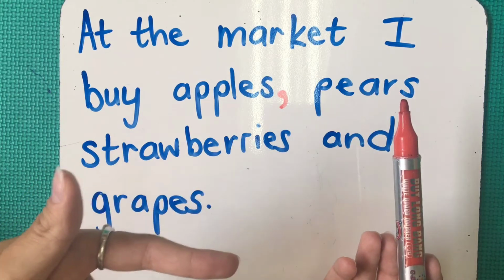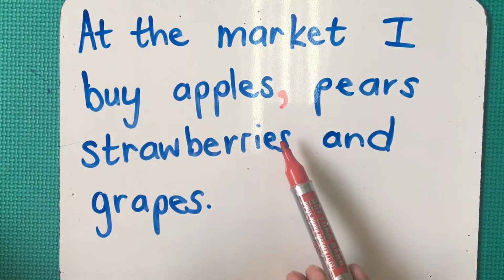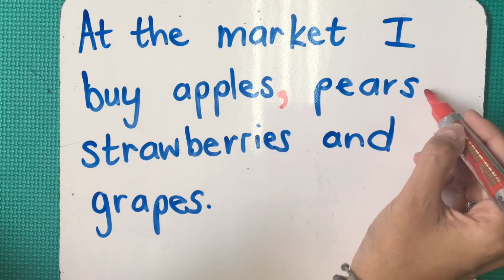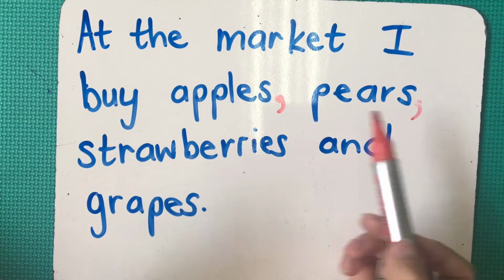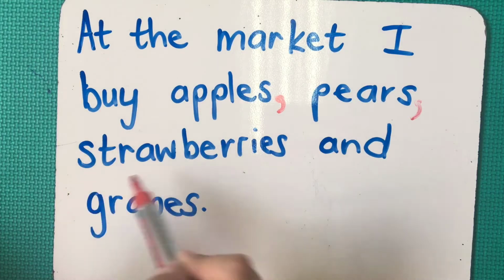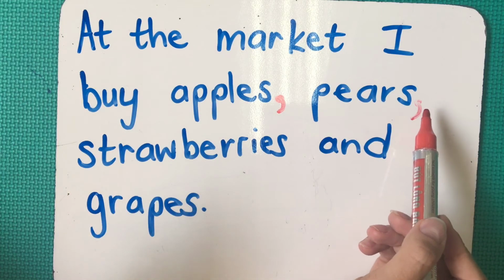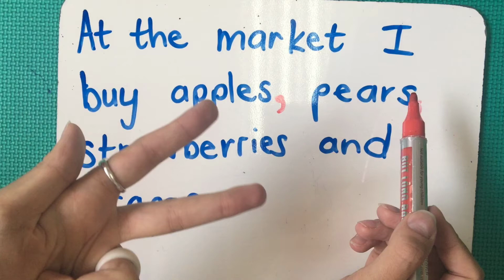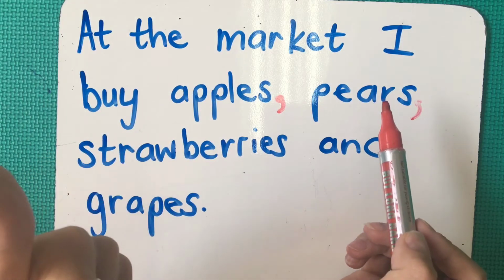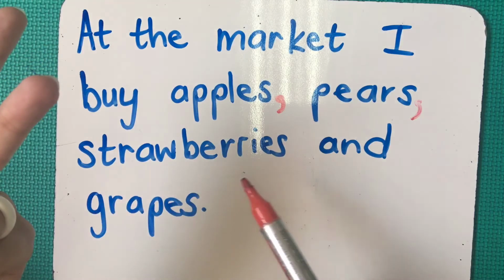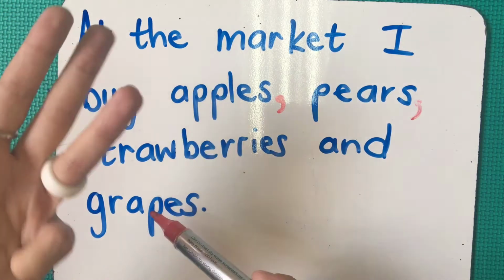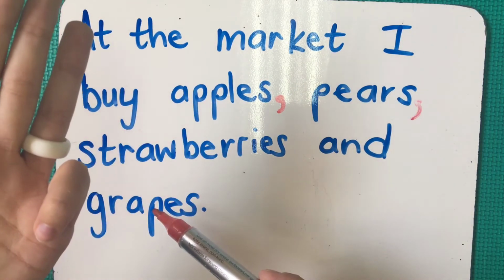What's my next thing I bought? Strawberries. So I have to put the comma at the foot of the word, at the end of that word, not at the beginning of my new word. That's the third thing I've bought. Apples, pears, strawberries, and the last thing I bought is grapes. That's the fourth thing that I've bought.